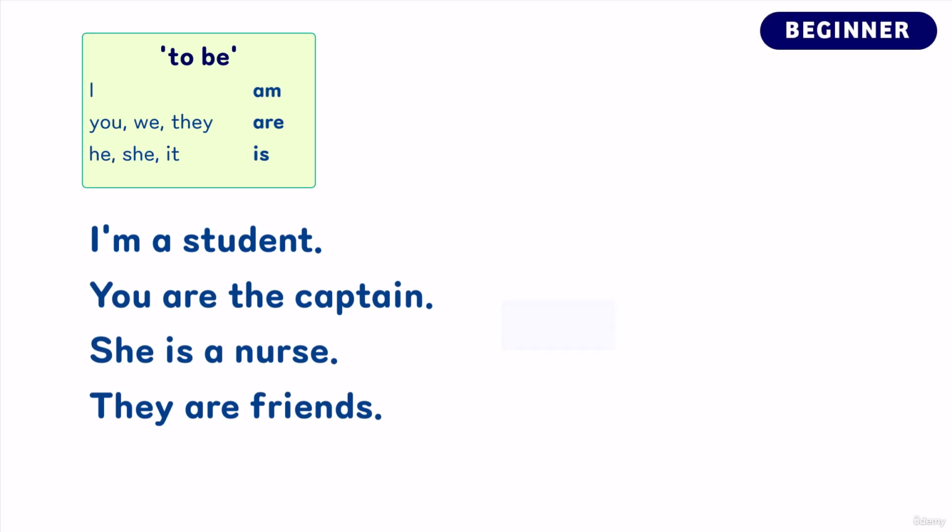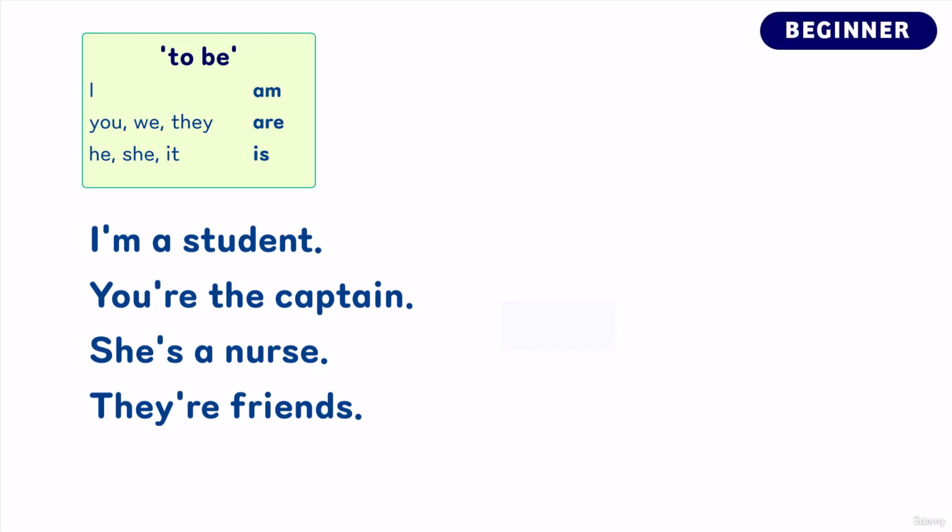You are the captain. She is a nurse. They are friends. And again, we tend to contract the subject and the verb in speech. So it's more common to say, you're the captain, she's a nurse, and they are friends.